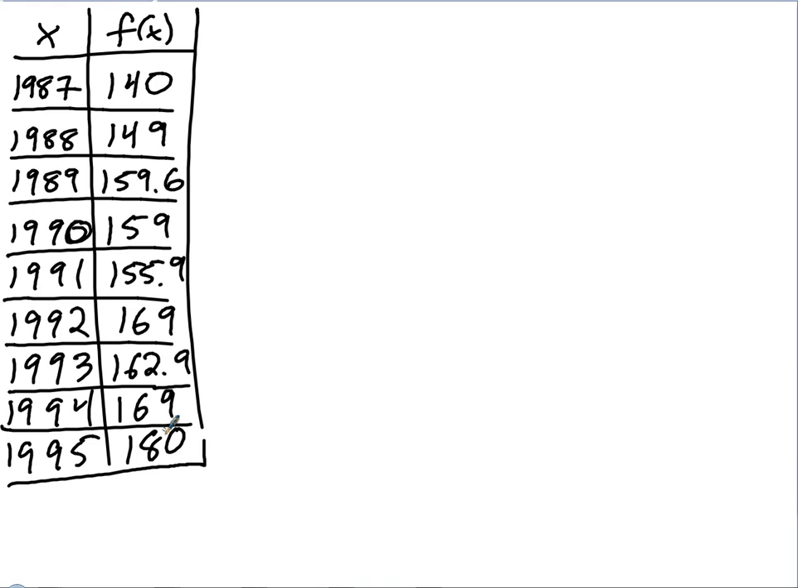So the input variables, the values of x, are years. Are those convenient values for us to use? No, we could, but it's just going to make things harder. Why don't we just say we're starting in 1987, and these are going to be the number of years since 1987? Make sense? So let's do that right now.